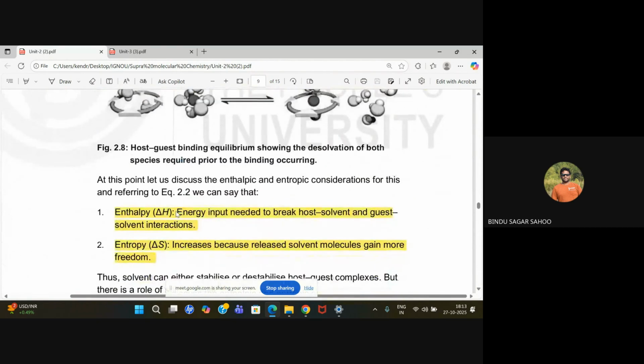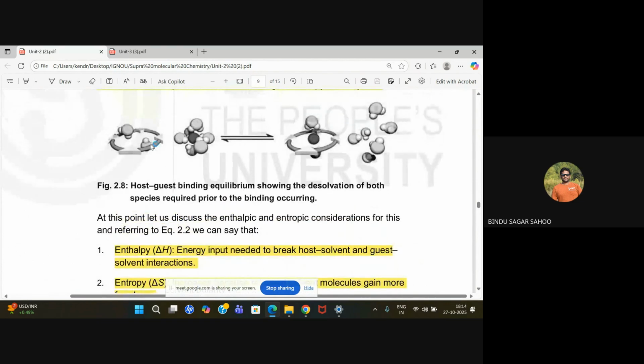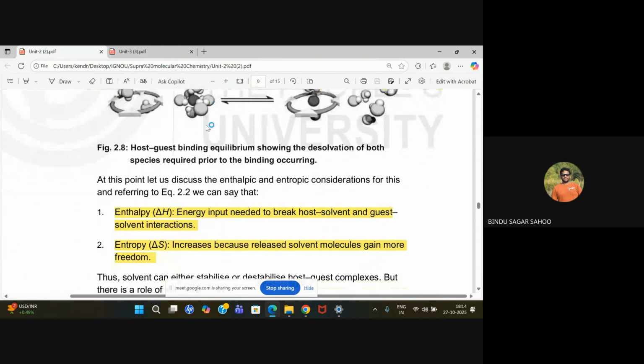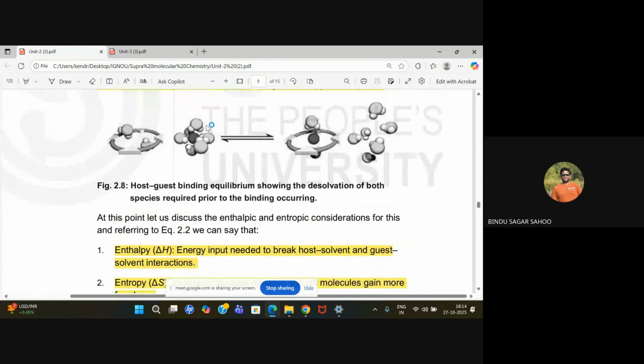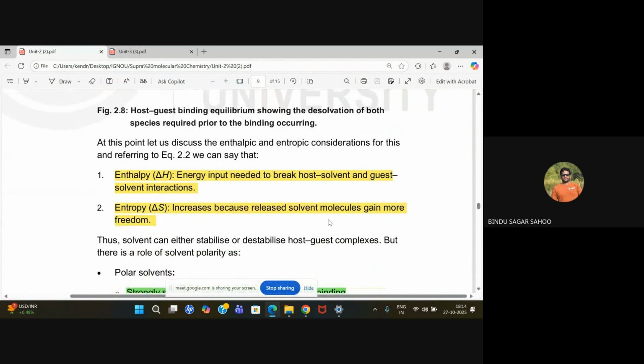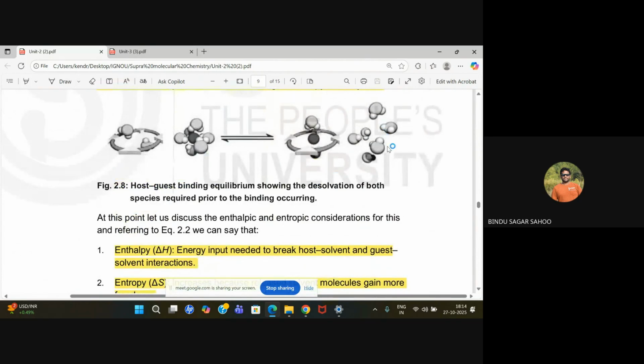Next, some few other factors we will discuss. Enthalpy: the energy input needed to break the host-solvent and guest-solvent interaction. For the interaction of the guest and host, initially we need to separate the solvent molecules from the host and the solvent molecules from the guest. That means we need an entropy cost, or an entropy input, initially to make them separate from the solvated molecules. And the entropy here arises due to these solvated molecules.